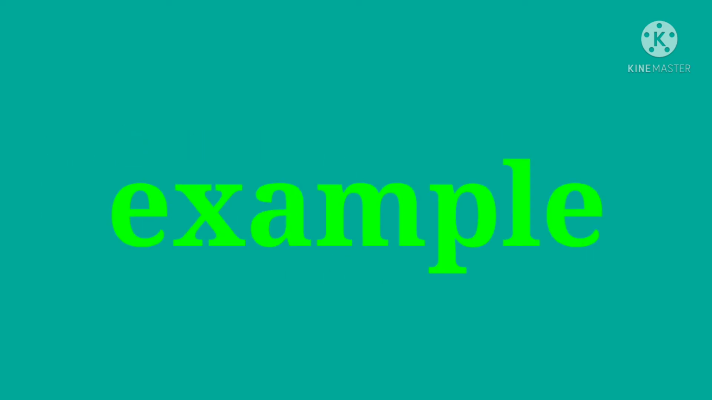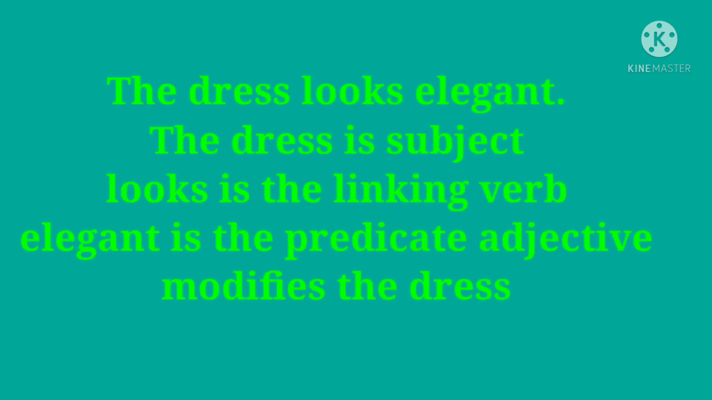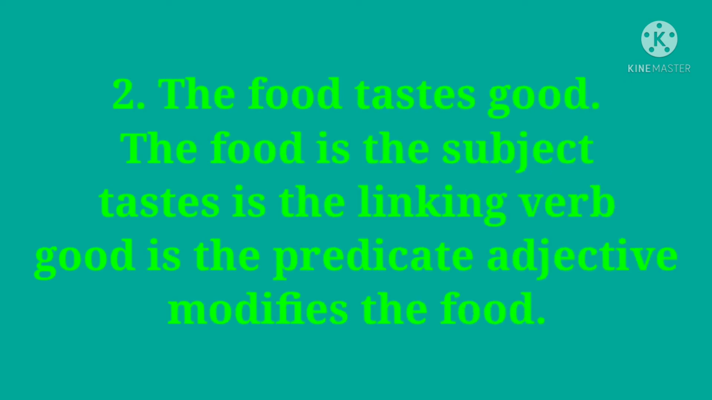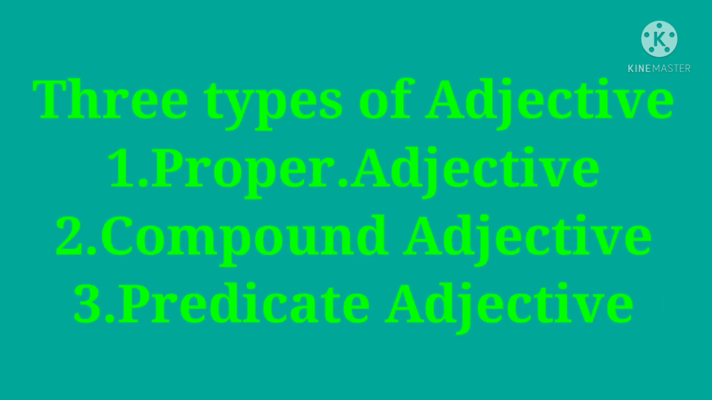Let's have an example. Try to observe the following sentences. The dress looks elegant. In this sentence, the word elegant modifies the dress. The dress is the subject, looks is the linking verb, elegant is a predicate adjective. Elegant modifies the dress. Number 2. The food tastes good. The food is the subject, tastes is the linking verb, good is the predicate adjective. Good modifies the food.